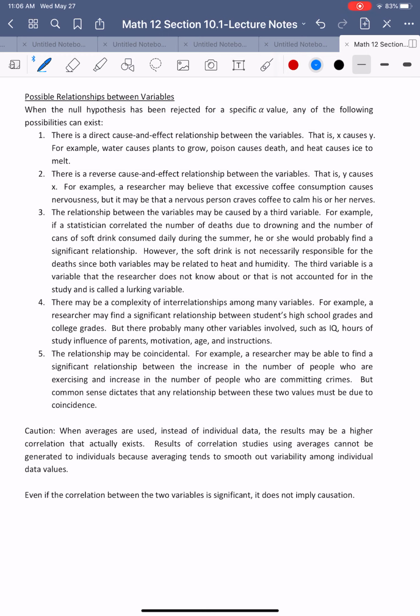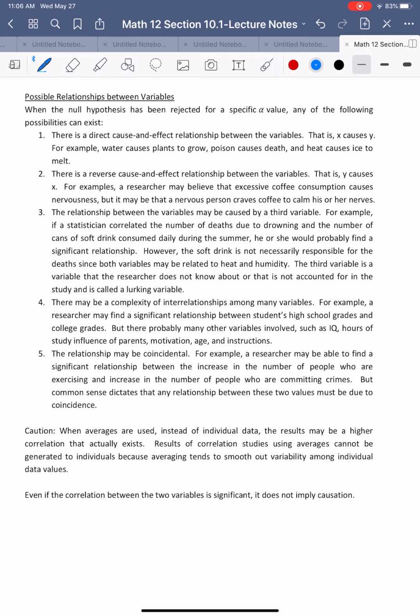Number 2, there is a reverse cause and effect relationship between the variables, that is Y causes X. For example, the researcher may believe that excessive coffee consumption caused nervousness. But it may be that the nervous person craved the coffee to calm his or her nerves.